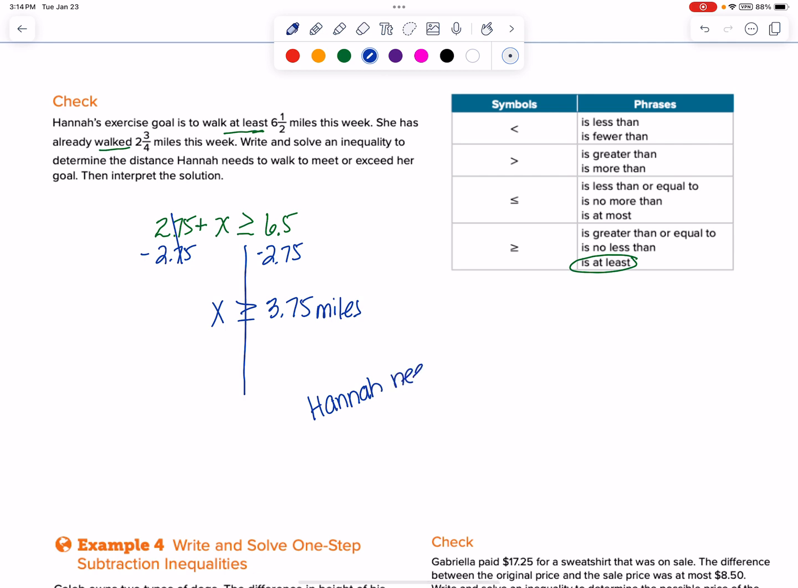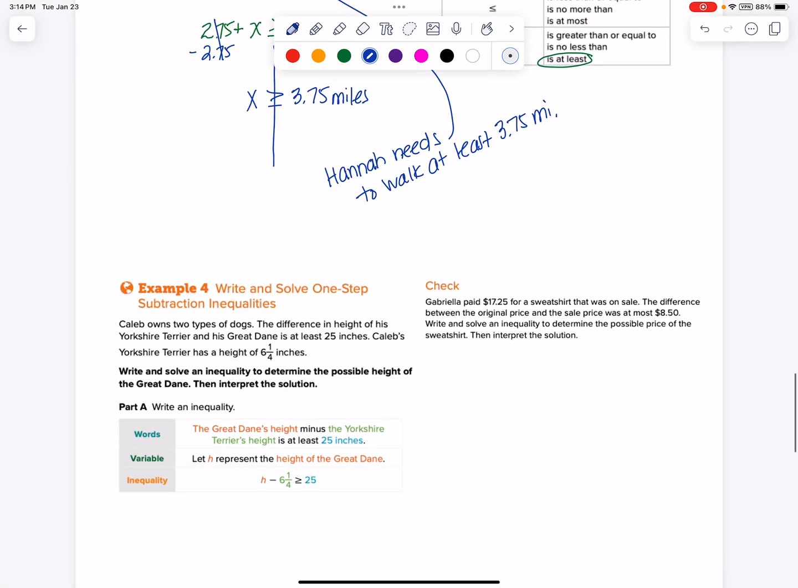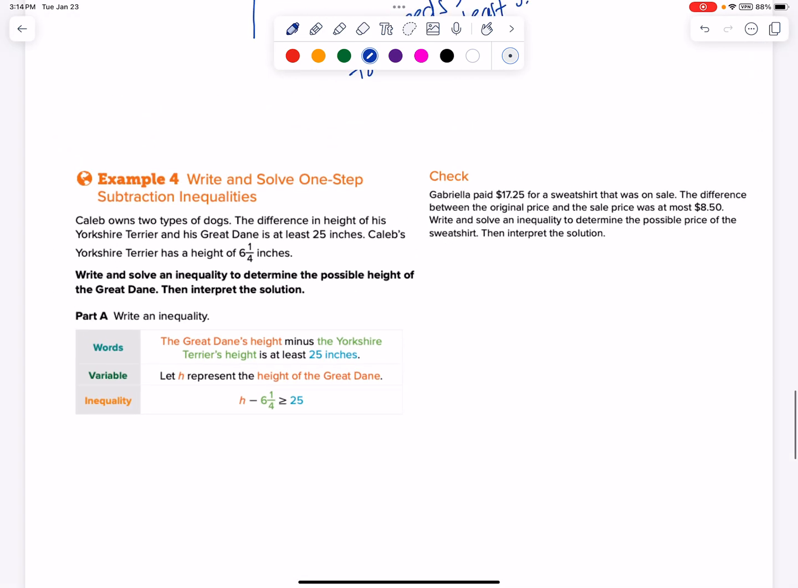Hannah needs to walk at least, notice I'm using the same language as up here, 3.75 miles. All right, let's go ahead down to example 4, and that's it for our notes.